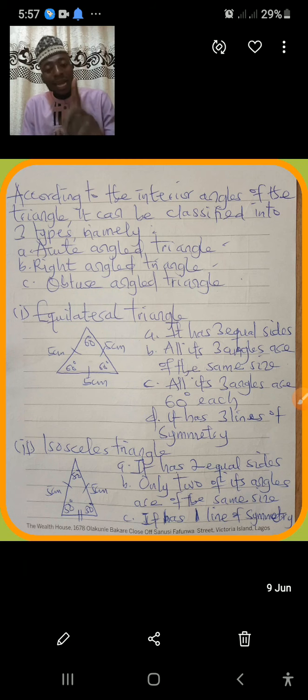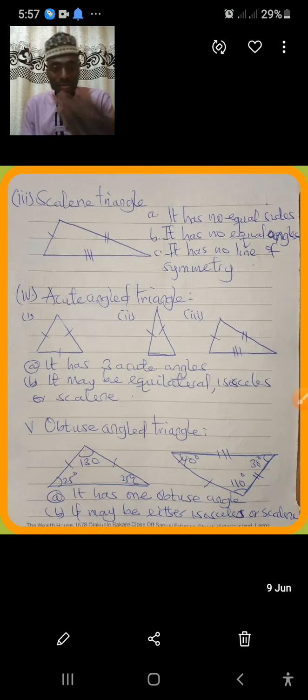It has one line of symmetry. So equilateral has three lines of symmetry. Isosceles has one line of symmetry. While scalene, you see, it has no line of symmetry. All the sides are not equal and the angles too are not equal. So that is that on scalene.